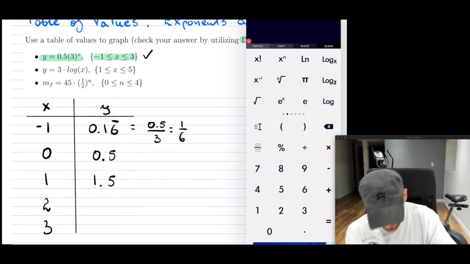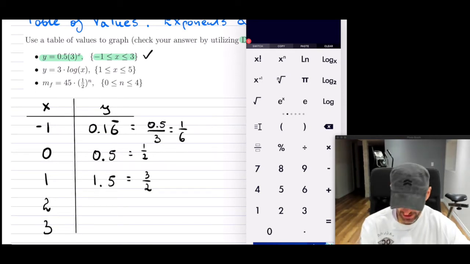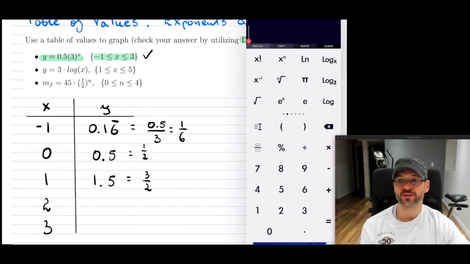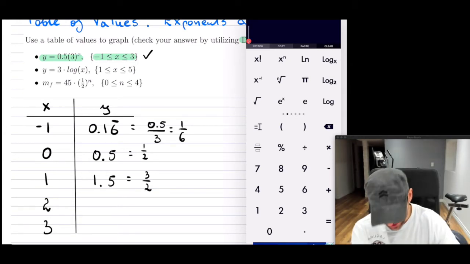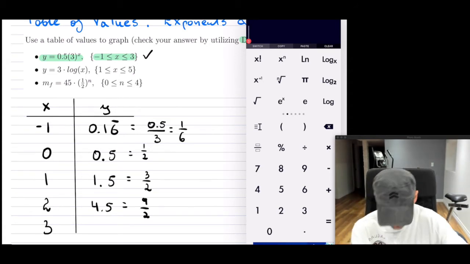Again, you can keep these as fractions if you want. So this would have been 1/2. This would have been really just 3/2. That's up to you. Now x is now 2. So if I put 2 in there, 3 to the 2 is 9, right? So now 9 times 0.5 is going to be 4.5, or 9/2 as a fraction.